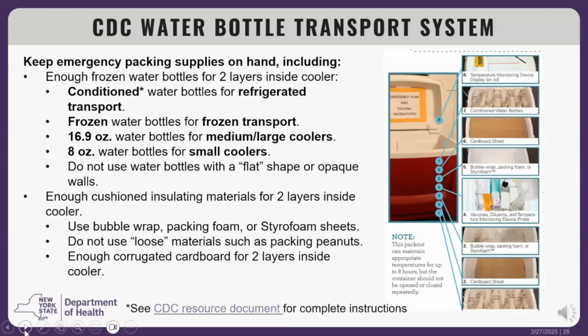You'll also need enough corrugated cardboard for 2 layers inside the cooler. Use 2 pieces of corrugated cardboard to fit the interior dimensions of the cooler to be placed in between insulating cushioning material and conditioned frozen water bottles. Please note that conditioned water bottles start off as frozen water bottles, which are conditioned by placing them in a sink of lukewarm water until you see a layer of water forming near the surface of the bottle.